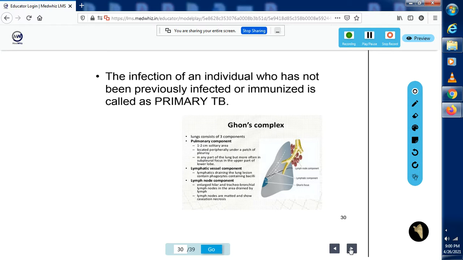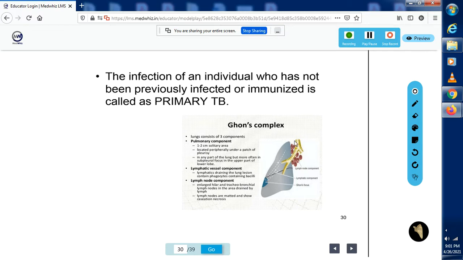So the Ghon's complex has a pulmonary component, a lymphatic vessel component, and a lymph node component. The pulmonary component is mainly located peripherally, under a patch of pleurisy. It is mainly seen in the upper part of the lower lobe. You can see here, this is the Ghon's focus. Okay, that is the pulmonary component.